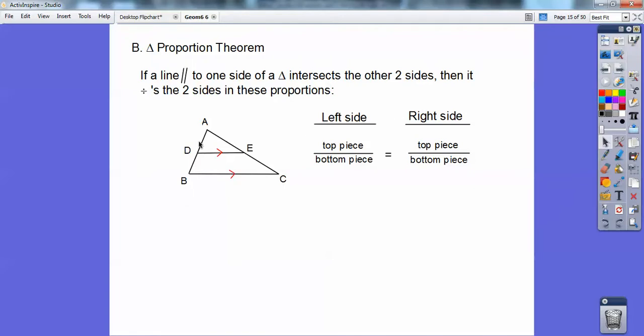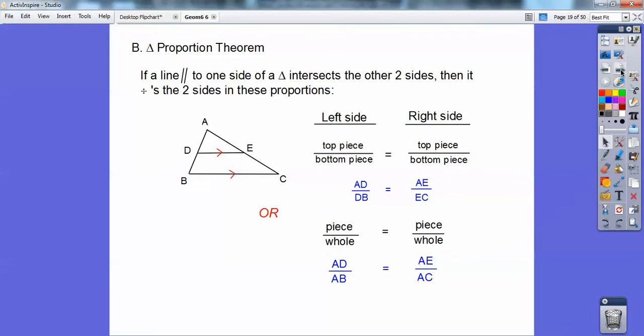So you can do top over bottom equals top over bottom right there. In this case, it would be AD over DB equals AE over EC. Or you can do piece over whole equals piece over whole. So I chose top piece over the whole piece equals the top piece over the whole piece. The whole piece on this side is AC, and the whole piece on this side is AB. You can do bottom over whole equals bottom over whole also.